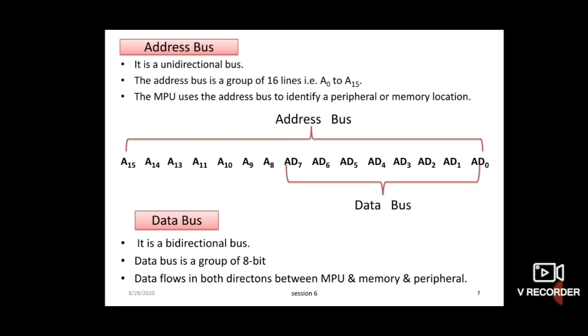Understood, student? What is address bus? Address bus is unidirectional, data bus is bidirectional. Address bus is 16 lines, data bus is 8 bit lines. These 8 bit lines are the same as the lower order address bus, and A8 to A15 are the higher order address bus. Understood, student?